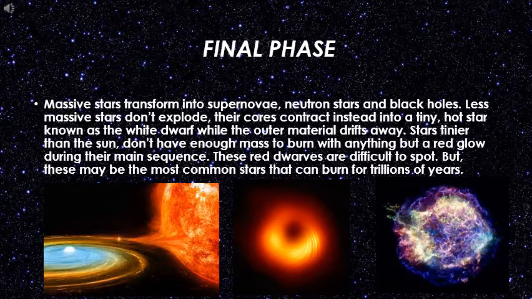Final phase. Massive stars transform into supernovae, neutron stars and black holes. Less massive stars don't explode; their cores contract instead into a tiny hot star known as a white dwarf, while the outer material drifts away. Stars fainter than the sun don't have enough mass to burn with anything but a red glow during their main sequence. These red dwarfs are difficult to spot, but they may be the most common, and they can burn for trillions of years.